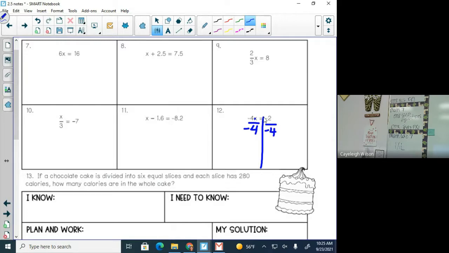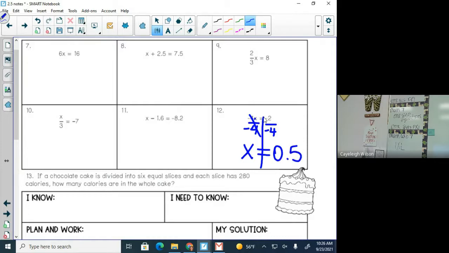Now, negative 4 divided by negative 4 cancels out. It's 1. 1x, which is the same thing as just x. And then I can use my calculator here if I want, but when we divide, we take top divided by bottom. So negative 2 divided by negative 4 is 0.5 or 1/2 is fine.